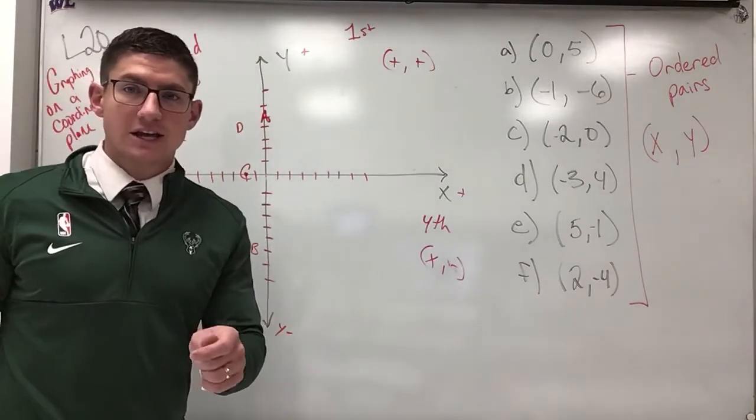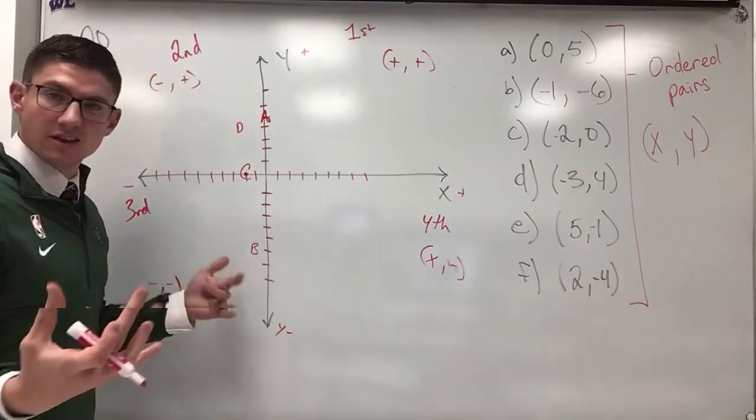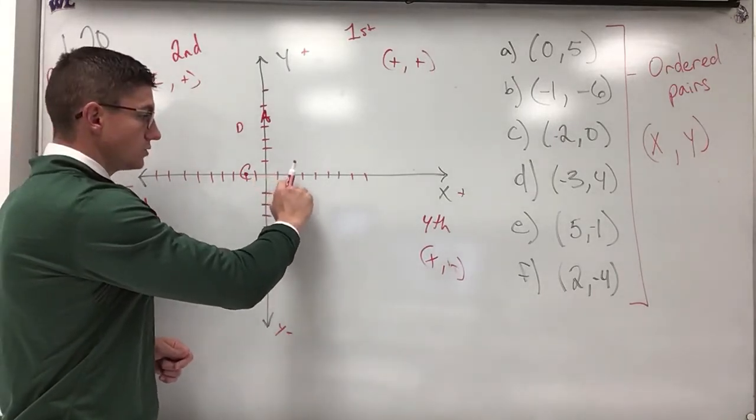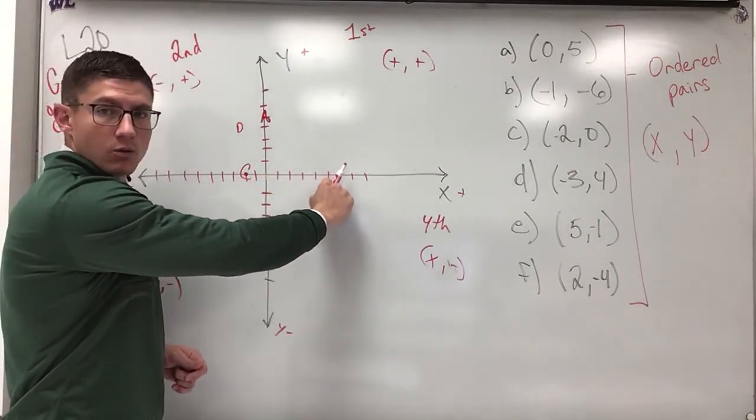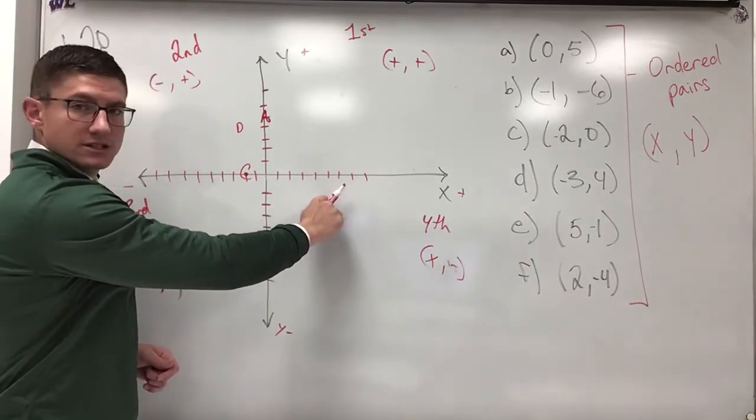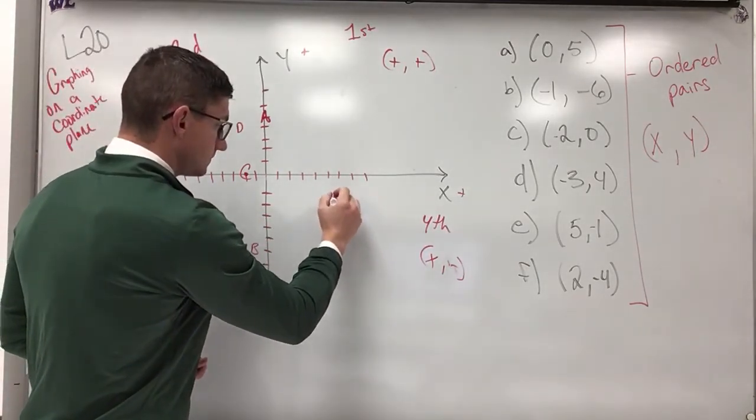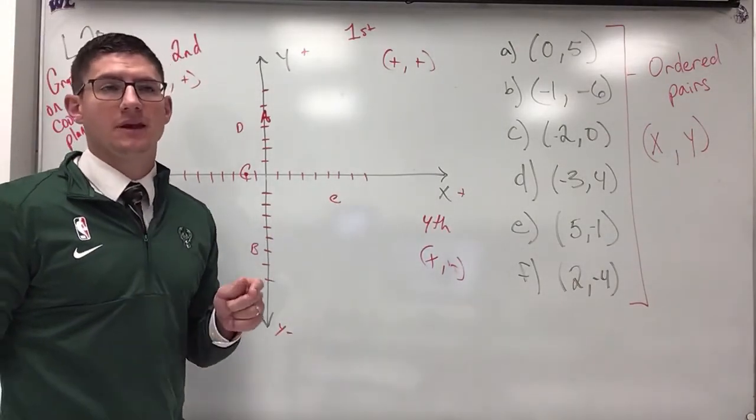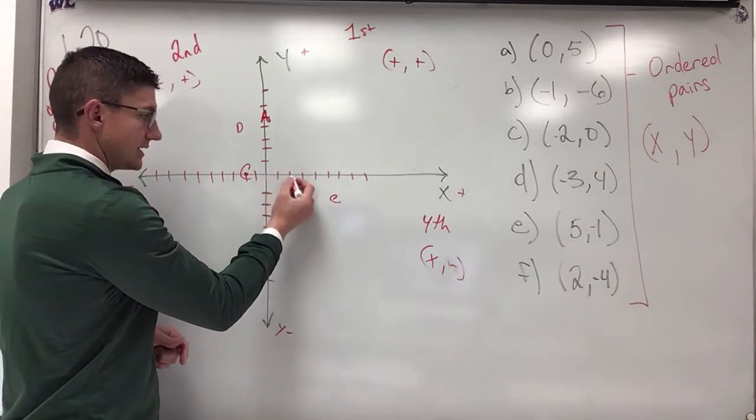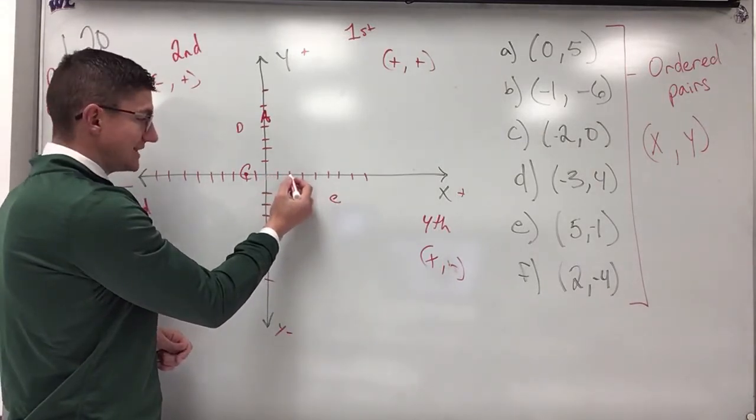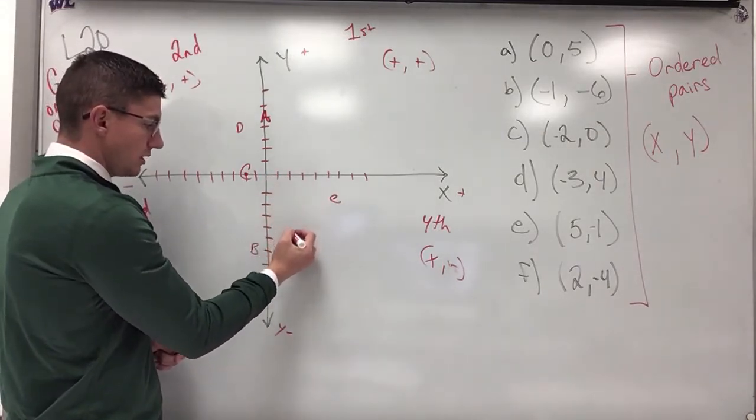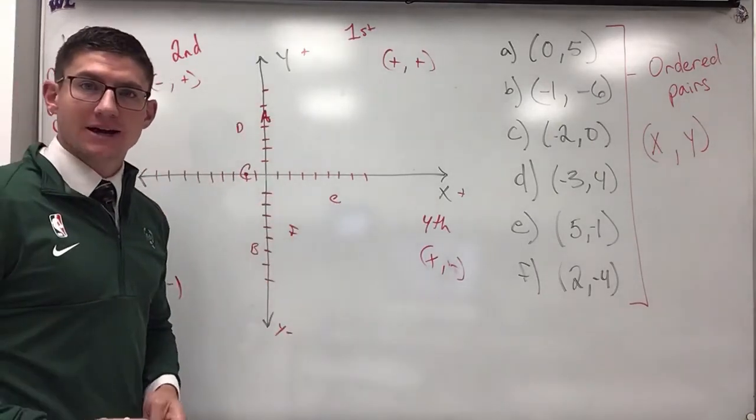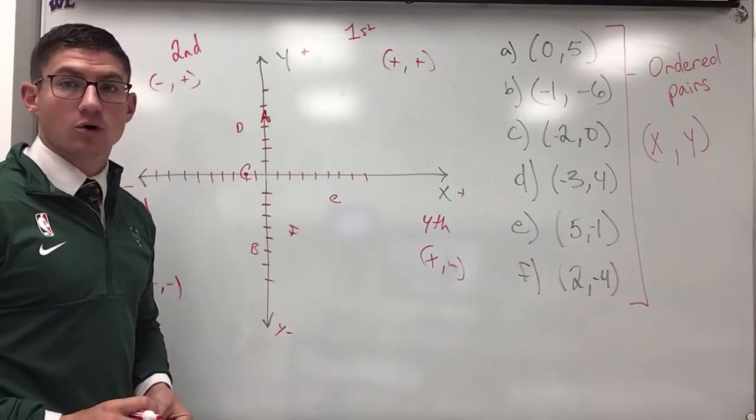Next I have letter E, 5, -1. You probably get the hang of this now. Start here. Your x value tells you that it's positive, going to the right. 1, 2, 3, 4, 5. Your y value is -1, so you're going down. This is going to be point E. Lastly, letter F, 2, -4. Start at 0. +2 means 2 to the right. -4 means down. 1, 2, 3, 4. This is letter F. So here's where you would have those points plotted on your coordinate plane.